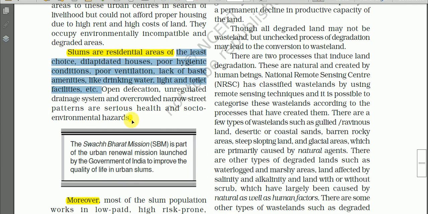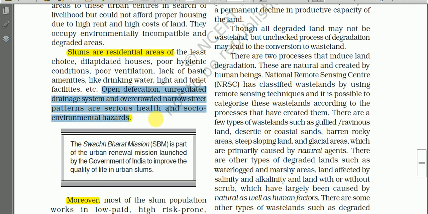Open defecation, then unregulated drainage system, overcrowded, narrow street pattern, serious health and socio-environmental hazards in the slum areas. In the slum areas, defecation is done on the side of the road. Then there is unregulated drainage system.